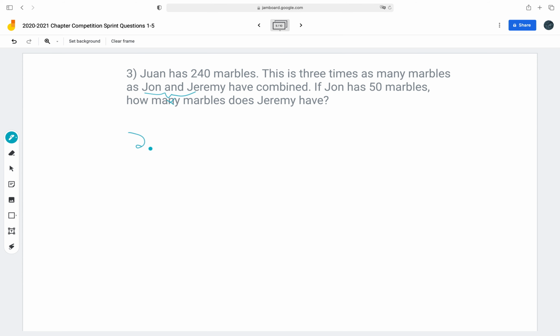So then we can have that linear equation: 240 equals 3 times X, which is the sum of them. So divide by 3 on both sides. 240 divided by 3, so then you can say that X is 80. What does this mean? Remember, X is the amount that they both have, John and Jeremy. But if John has 50, let's say now Jeremy is Y. So we have 80. This is the combined.